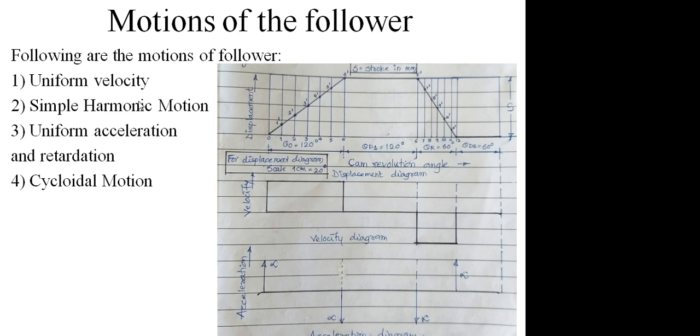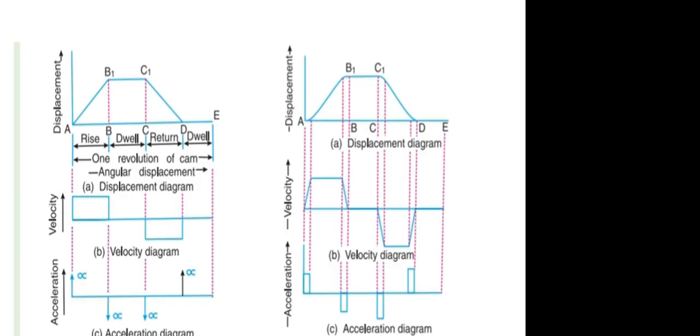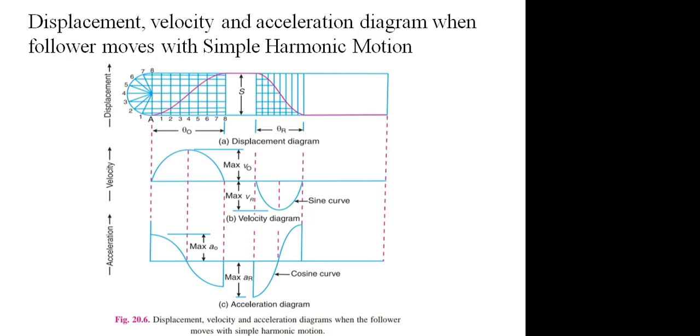In the previous video, we have seen different motions of the follower, that is uniform velocity, simple harmonic motion, uniform acceleration and retardation, and cycloidal motion. Also, we have seen how to draw the displacement, velocity and acceleration diagram when the follower moves with uniform velocity and with simple harmonic motion.